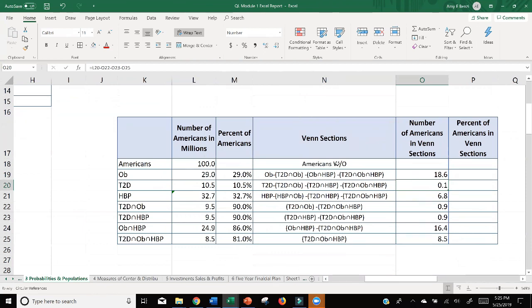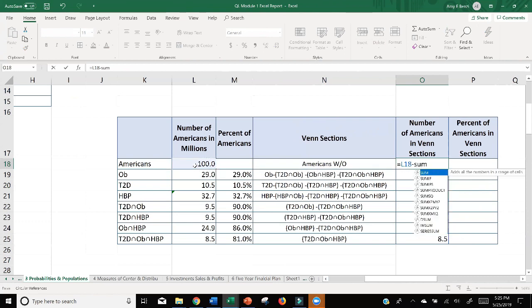Well, it is going to be the number of Americans over here minus the sum, remember sum means to add stuff up, the sum of all of these numbers. So the sum of everything that just came before that. And I'm just going to double check that.